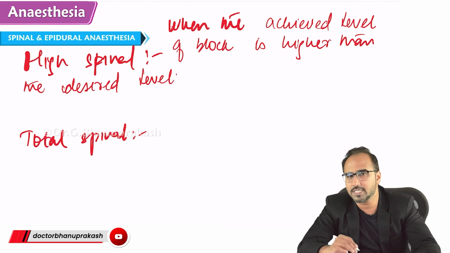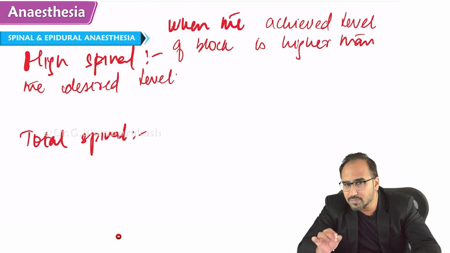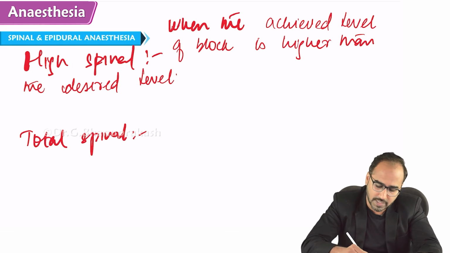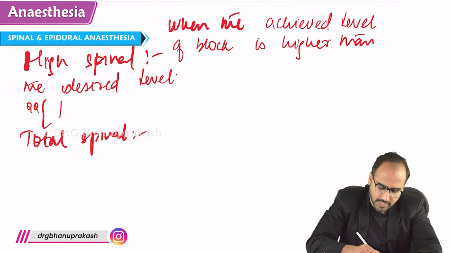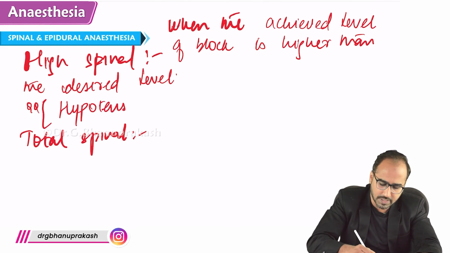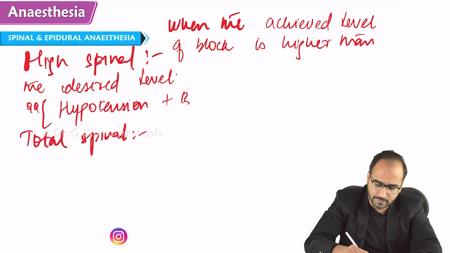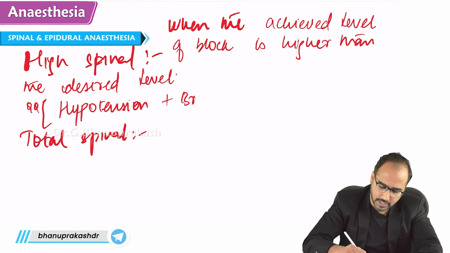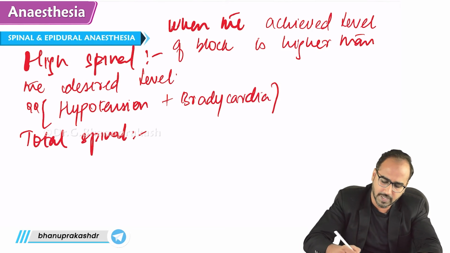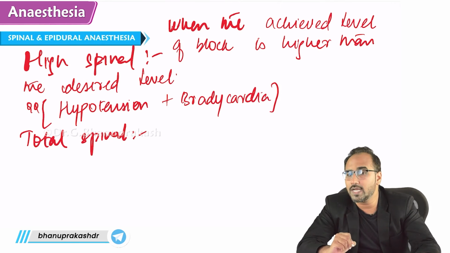In high spinal anesthesia, what do you see? High spinal anesthesia is characterized by two things together. Very, very important. In high spinal, you see hypotension and bradycardia together. The first two complications of spinal you will see together. Hypo and brady together. Now, guys, are you worried?